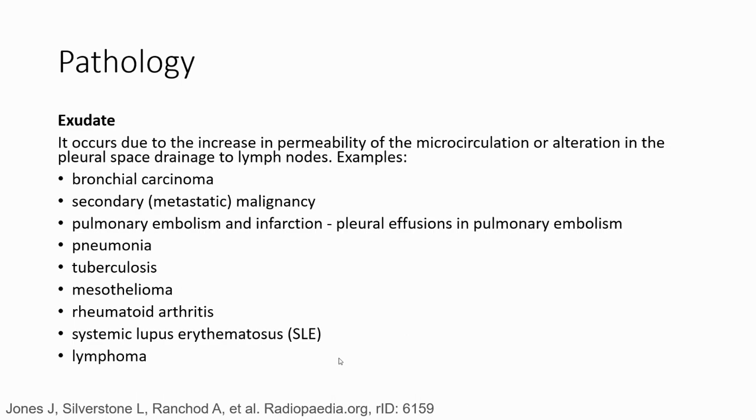Exudate occurs due to an increase in permeability of the microcirculation or alteration in the pleural space drainage to lymph nodes. Examples are bronchial carcinoma, secondary malignancy, pulmonary embolism and infarction, pneumonia, tuberculosis, mesothelioma, rheumatoid arthritis, systemic lupus erythematosus, and lymphoma.